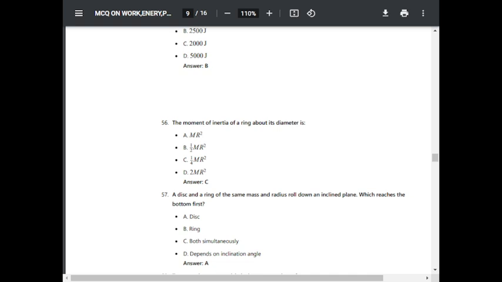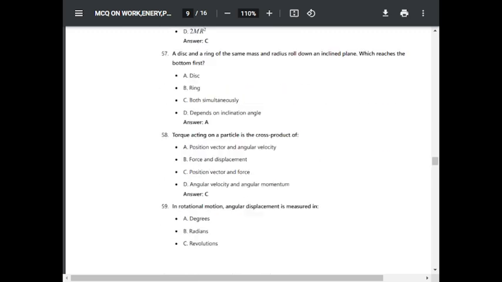Question number 57. A disc and a ring of the same mass and radius roll down an inclined plane. Which reaches the bottom first? Option A disc, option B ring, option C both simultaneously, option D depends on inclined angle. The correct answer is A, disc. Disc will reach first.